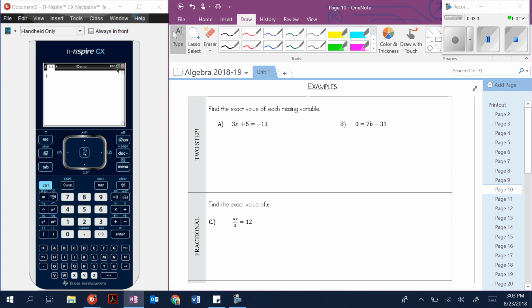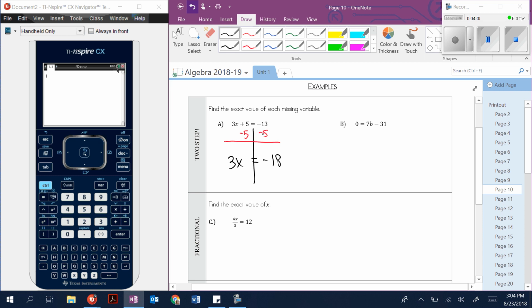So it says find the exact value of each missing variable. Okay, cool. I happen to be one of the line drawers down the equal sign. You don't have to do it, and I know some teachers hate it and some teachers love it. I'm just going to do it right now because I like it. Okay, so I got to get x alone. Let's move this +5. I'm going to use the inverse operations method and subtract 5 from both sides. So when I do that, I end up with 3x equaling -18.